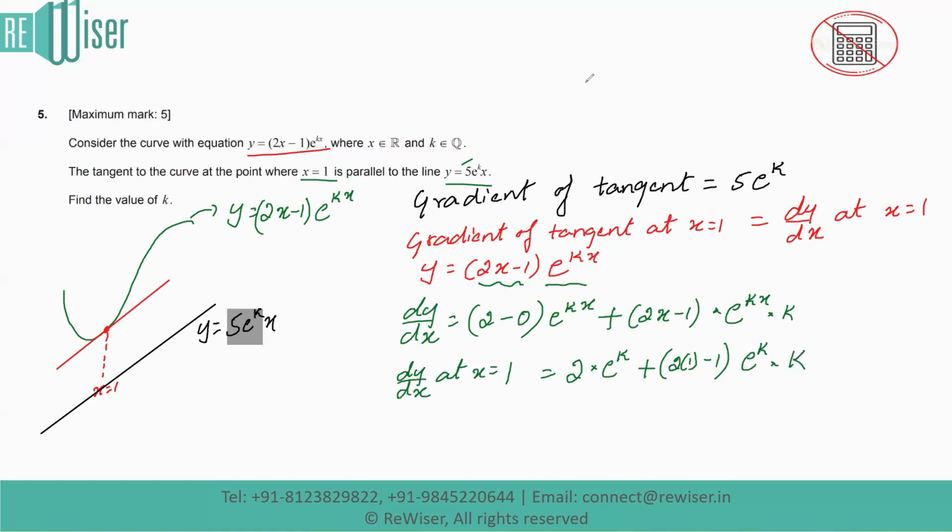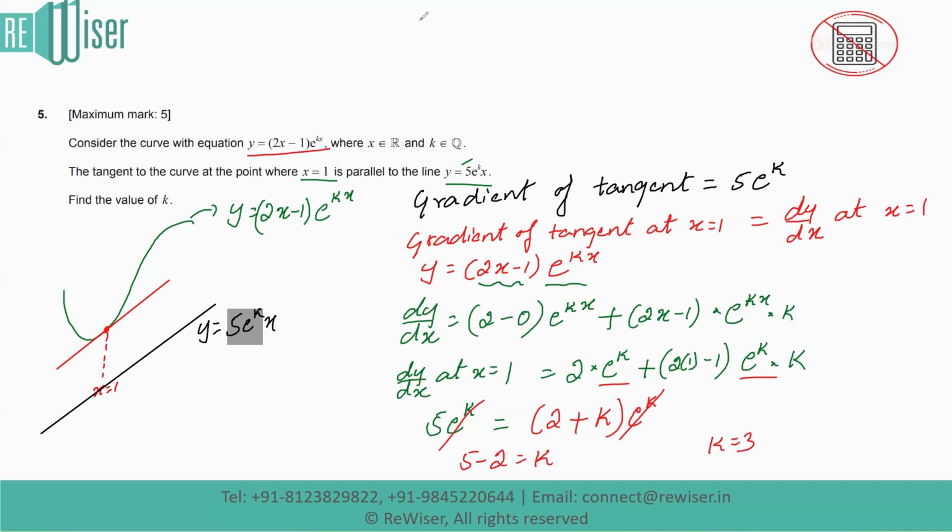The derivative at x = 1 represents the gradient of the tangent at x = 1, which is the same as 5e^k. So on the left-hand side, you can just write 5e^k. And here, if you take e^k common, you'll be left with 2 plus, 2 minus 1 which is anyhow 1, so (2 + k)e^k. On both sides you can cancel out e^k. So 5 = 2 + k, so k is 5 minus 2, which is 3.